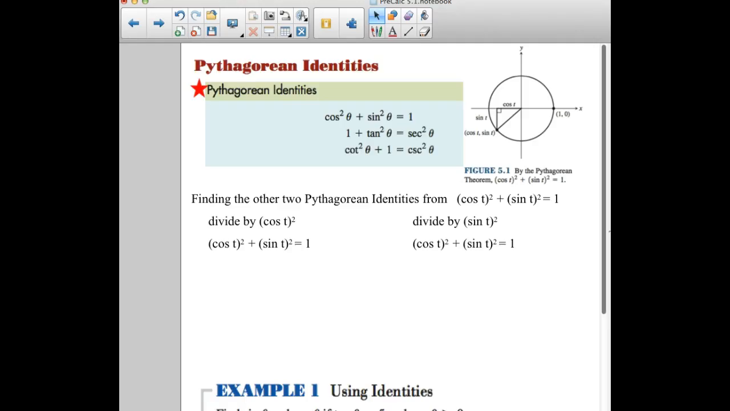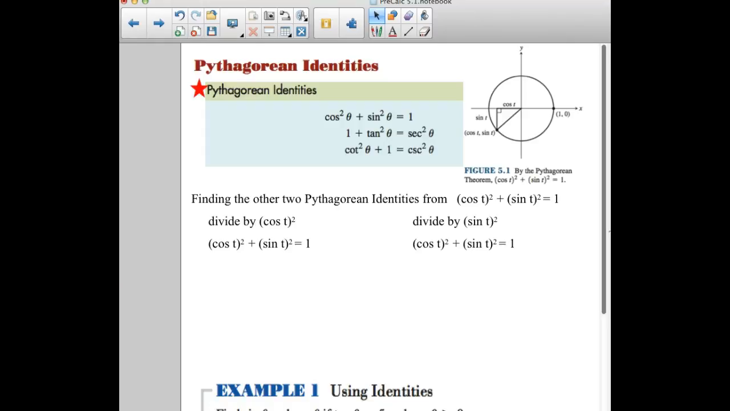All right, a couple new identities. The Pythagorean identities are based on our Pythagorean theorem, that's why they're named that. The first one we've talked about a fair amount of times in chapter 4, that cosine squared plus sine squared equals 1. It's based on our x squared plus y squared equal r squared, and r is always 1 in a unit circle. The other two identities can be found by taking that first one and dividing either by cosine squared or by sine squared.